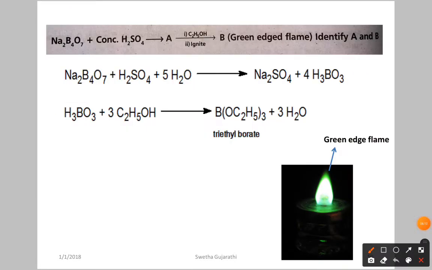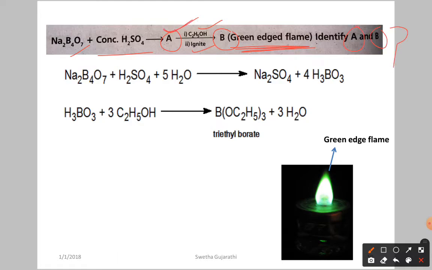Here we have an in-text question, from the back-side textbook questions. Na2B4O7 on reaction with concentrated H2SO4 gives A. This A on reaction with ethyl alcohol, if you go for ignition, gives B, which burns with a green edged flame. What are A and B? We have to identify.